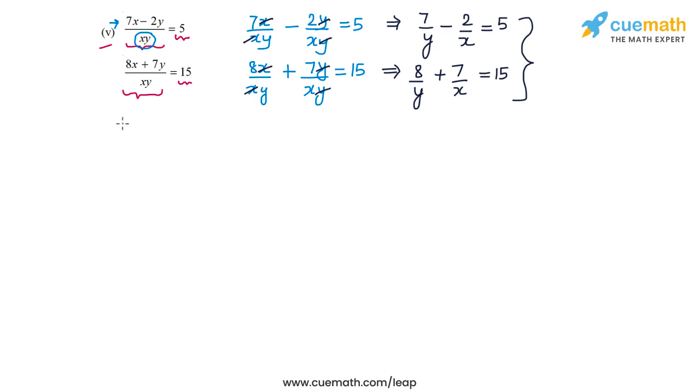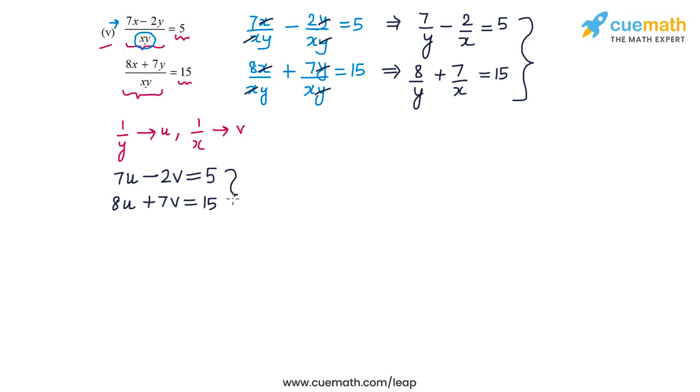Well, if we now do the substitution, 1 by y equal to u and 1 by x equal to v, both these equations will reduce to a pair of linear equations in u and v. So let's do that. The first equation will become 7 by y or 7u minus 2 by x or 2v equal to 5, and the second equation will become 8 by y or 8u plus 7 by x or 7v is equal to 15.